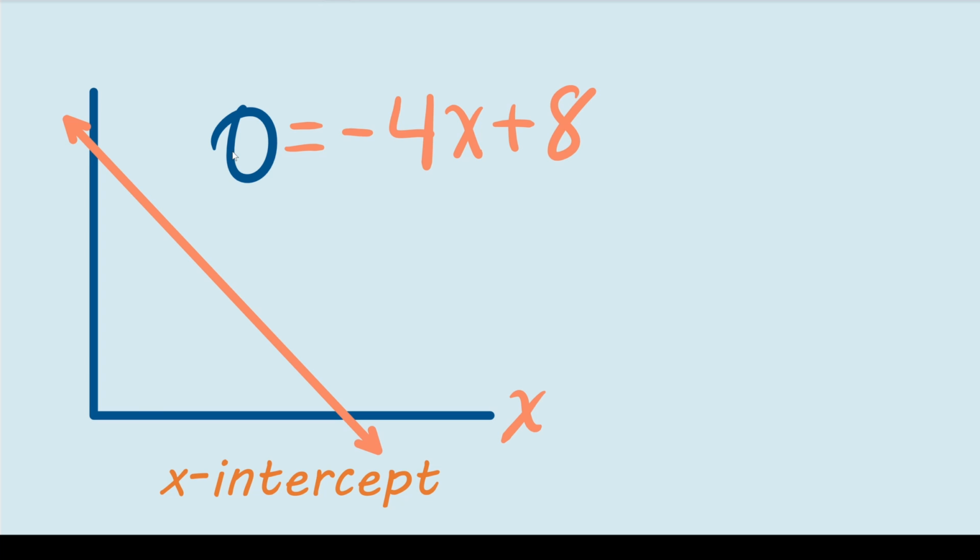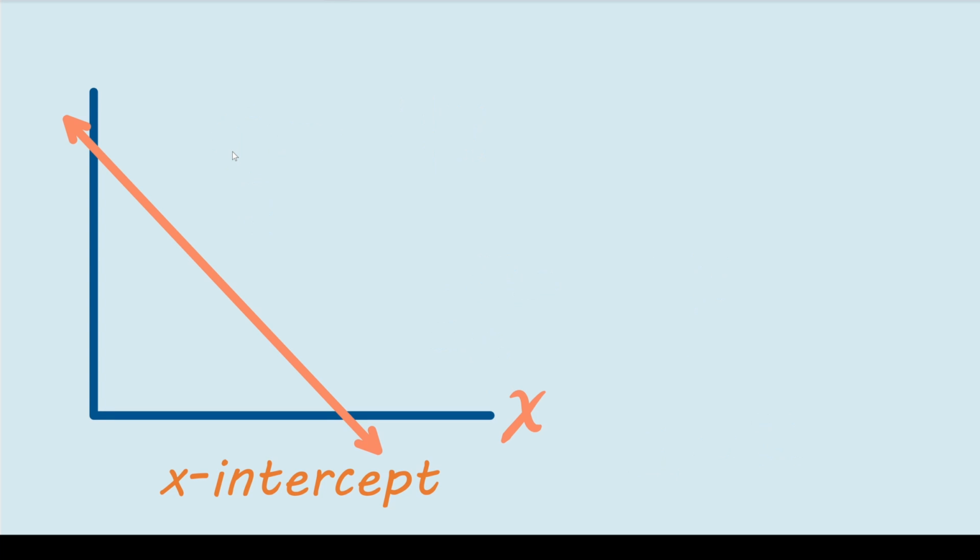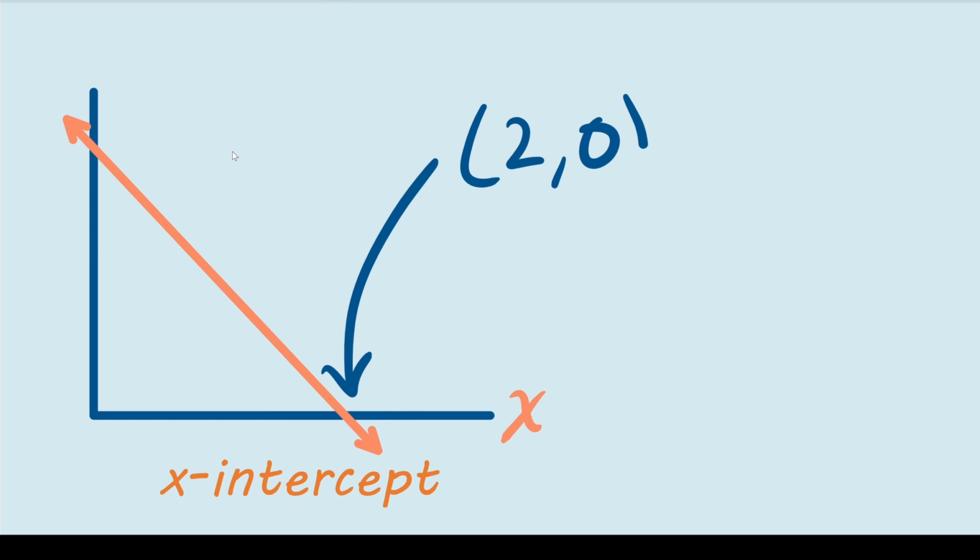The first thing we should do is subtract 8 from both sides of the equation. That gives us negative 8 on the left-hand side, and on the right-hand side, these two terms go away, and that leaves us with negative 4x. Next, we can divide by negative 4 on both sides, and the left-hand side turns to 2. On the right-hand side, the negative 4's cancel out, leaving us with just x. So that tells us that that point right there is at (2, 0), because our x-intercept was x equals 2.